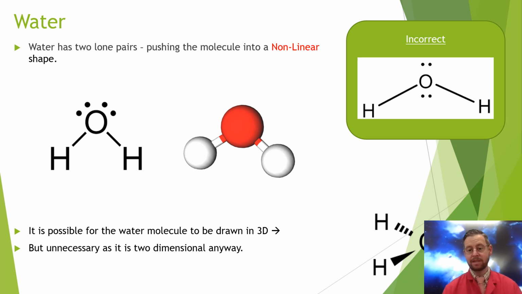Now we could draw this in 3D with one hydrogen coming at you and one hydrogen going behind, but this is totally not necessary. If the molecule is confined to a two-dimensional plane, as in this water molecule, it's perfectly acceptable to draw it in 2 dimensions.